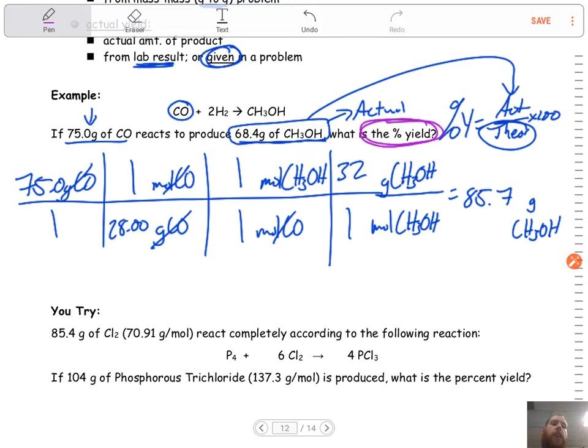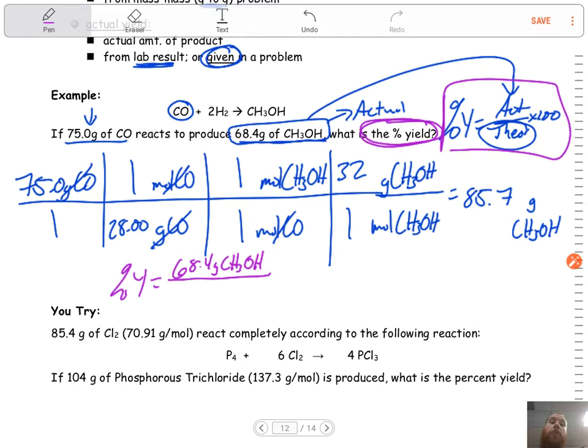Okay, so we've done the theoretical. We've done the work that seems like a lot. You think you're done at this point, but you've got to then go back and plug it into this formula. So our percent yield is the actual, which in this case was 68.4 grams of CH3OH, which was given to us. You at most, based on your starting material of 75 grams of carbon monoxide, could have produced up to 85.7 grams. So that's your theoretical.